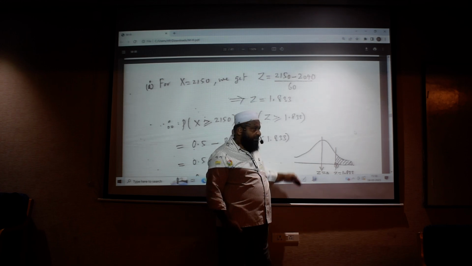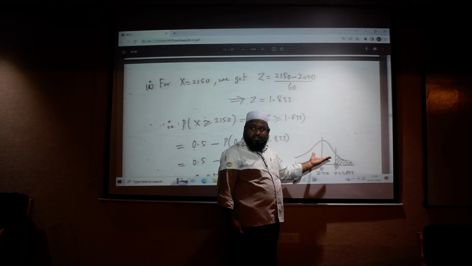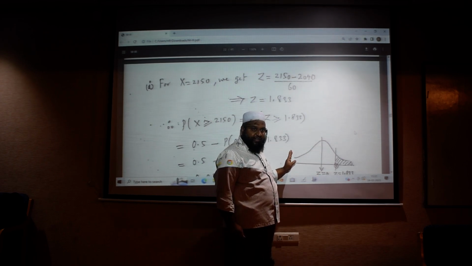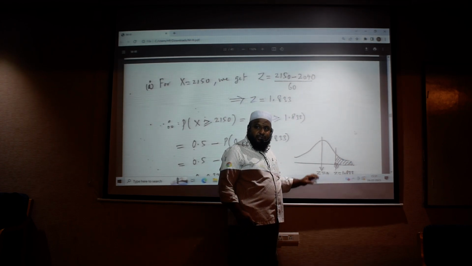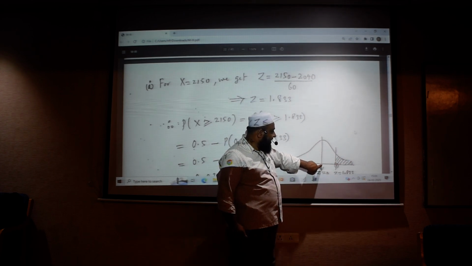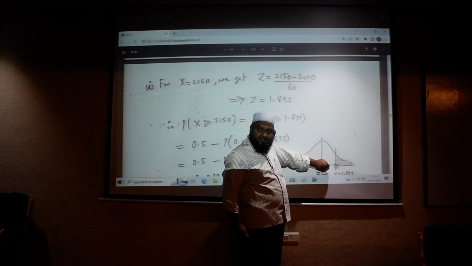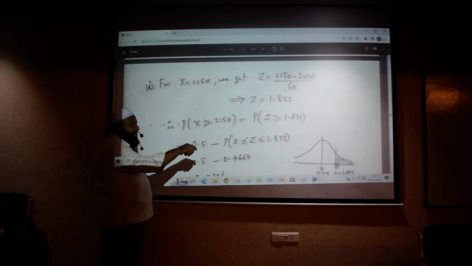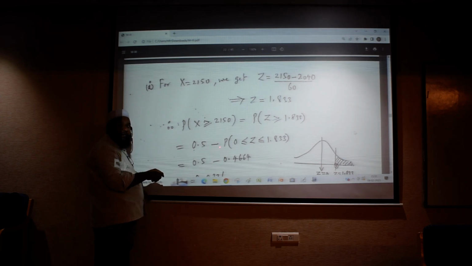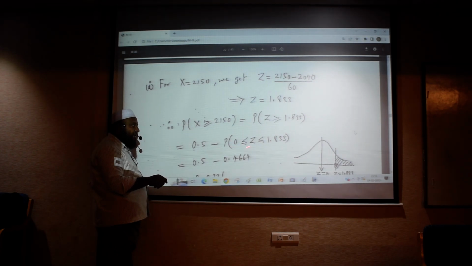We know the fact that below this curve, above the x-axis, the complete area is 1. It is symmetric, so it is 0.5 on the left and 0.5 on the right-hand side. So the complete area on the right-hand side is 0.5. From that, remove the area from 0 to 1.833. If you remove this area, then you will get this area. So P of z greater than or equal to 1.833 is 0.5 minus the area from origin to 1.833, and from normal tables it is 0.4664.